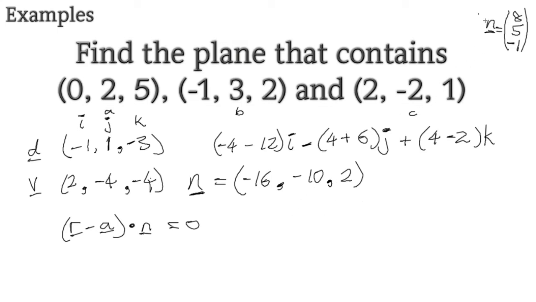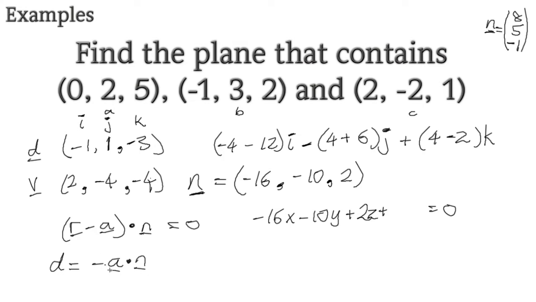So again, from the Cartesian method we got n is 8, 5, and minus 1. This turns out to be just a negative 2 factor off. And if we put this into the Cartesian equation, minus 16x take 10y plus 2z plus some d equals 0, where d is equal to minus a dot n.